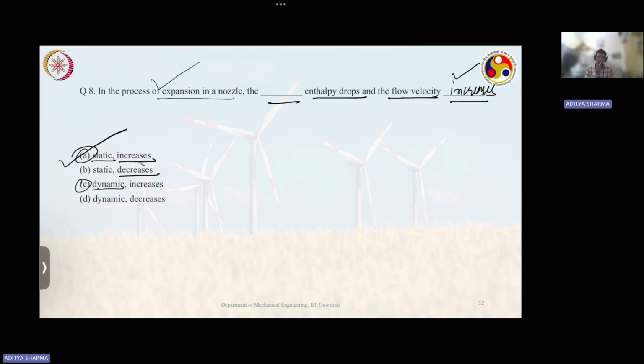The fluid that is at rest, the static is related to that. Fluid in motion is the dynamic, right? So when we say H1 plus C1 square by 2, C1 square by 2 here is the dynamic part. So here the static enthalpy drops, and the flow velocity increases. So the correct answer to this question is A.